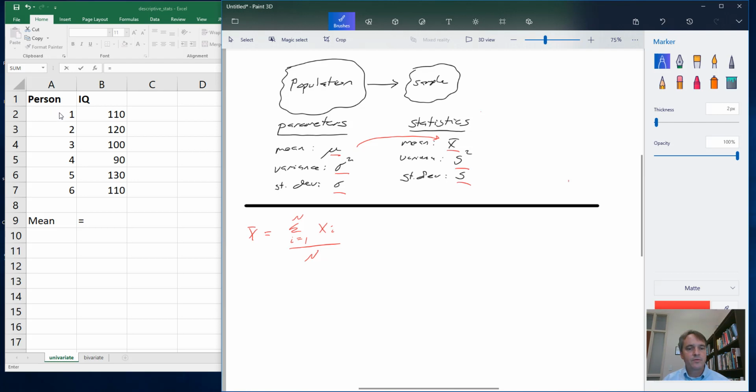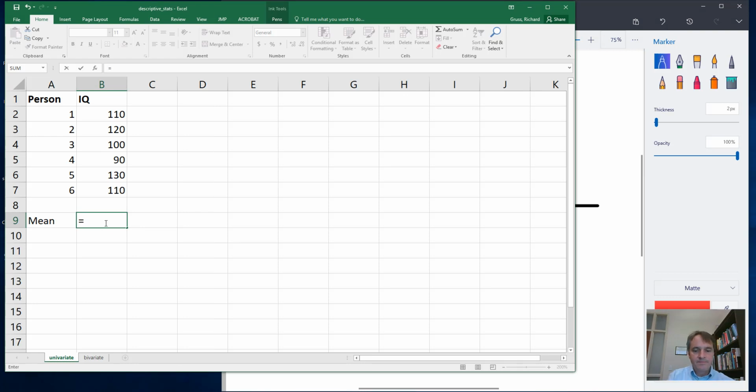So i is going to go from 1 up to n, which in our case over here is 6. So for each of those 6 rows, we add up the observed value, and then we divide by the 6, the number of values here. Okay, so let's go ahead and do that manually. In Excel, it gives us a function, sum. So add up all these numbers and then divide by 6.